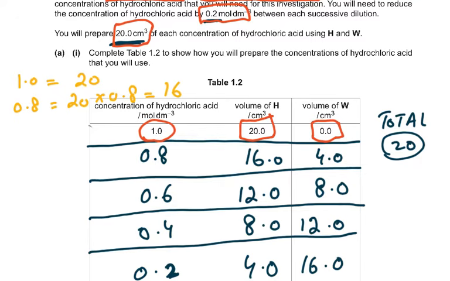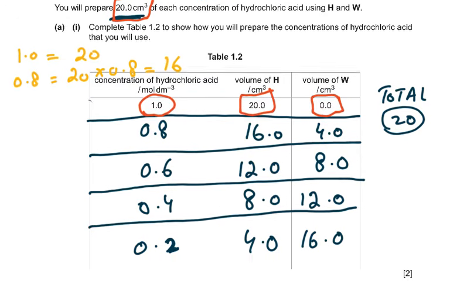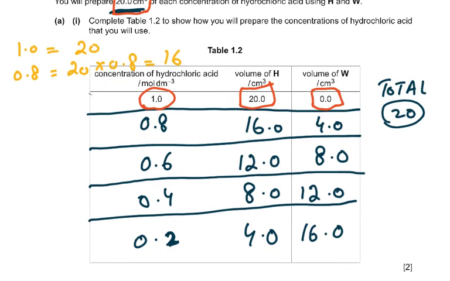Now when it will be 0.8, you will do 16 and 4; 0.6, 12 and 8; 0.4, 8 and 12; and 0.2, 4 and 16. So what you have to understand is how you will do this. I've shown you the maths working, which is just a unitary method. 1 is 20, so 0.8 will be like this.